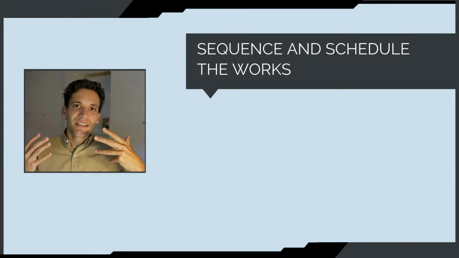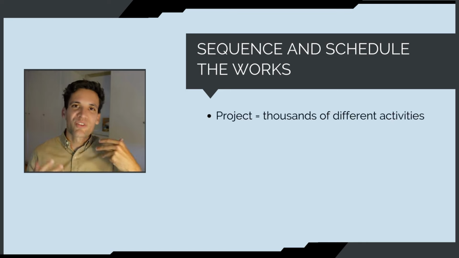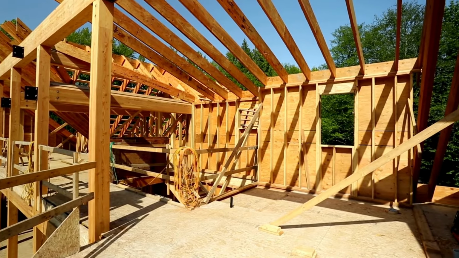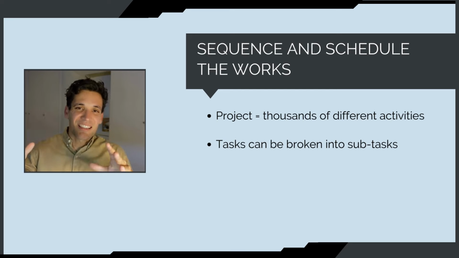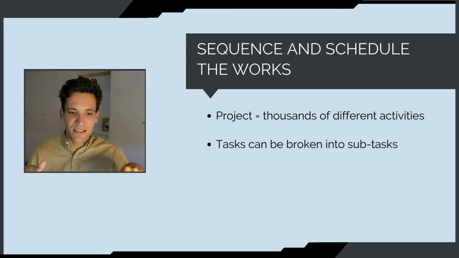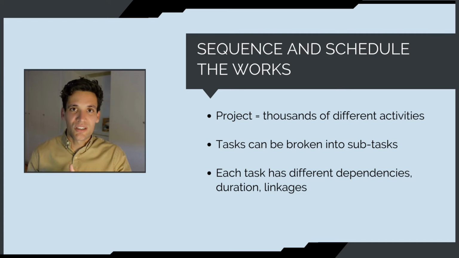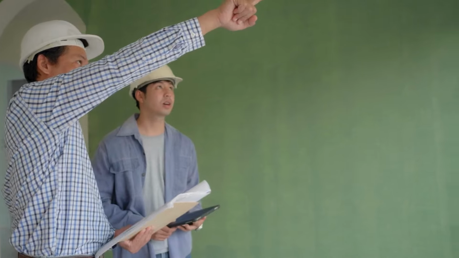Firstly, to sequence and schedule the works. Any construction project involves thousands of different activities. Think about what goes into building a house, and I'm sure you'll end up with a list of 500 tasks if you spend some time brainstorming. Each of these tasks can then be broken down into subtasks, and each task has different dependencies, durations, and linkages. Somebody needs to make all these different tasks happen.